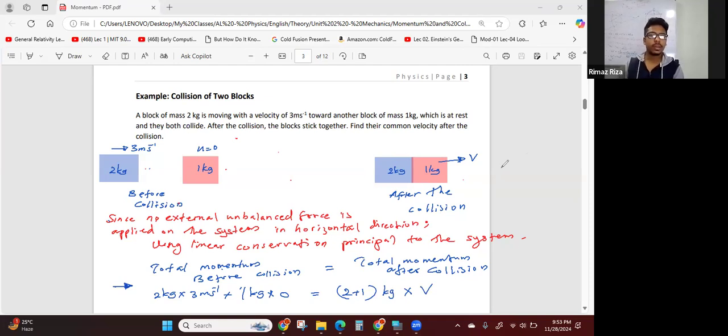Then we can solve this. v equals 2 times 3 is 6, plus 0, divided by 3. So v equals 2 meters per second. That is very simple. Momentum conservation is very simple: you have to consider the total momentum before the collision and the total momentum after the collision, and equate them if no external force is applied in that direction. Quickly write this down. If there's anything you didn't understand, you may ask now.